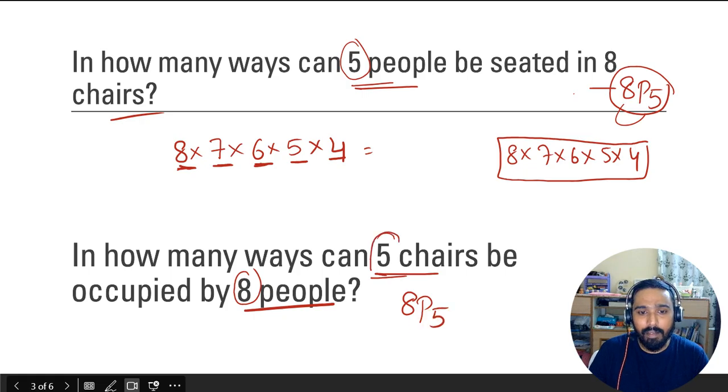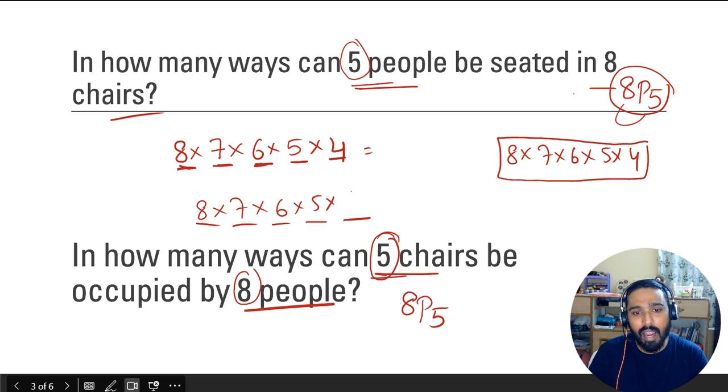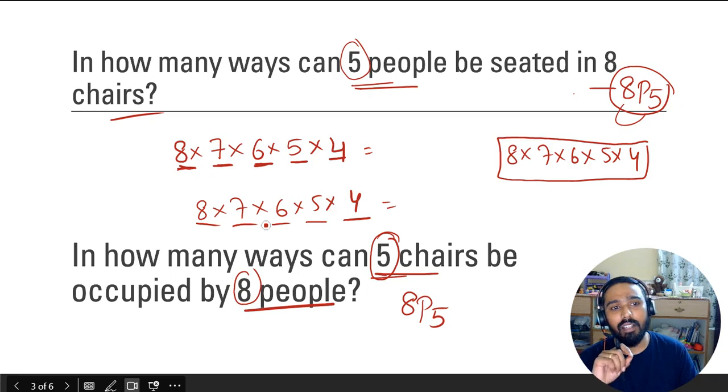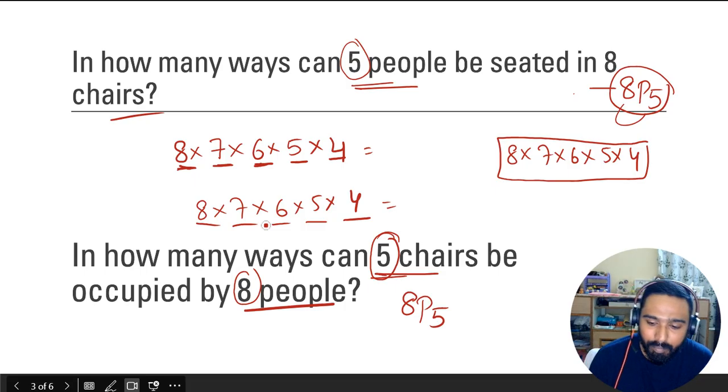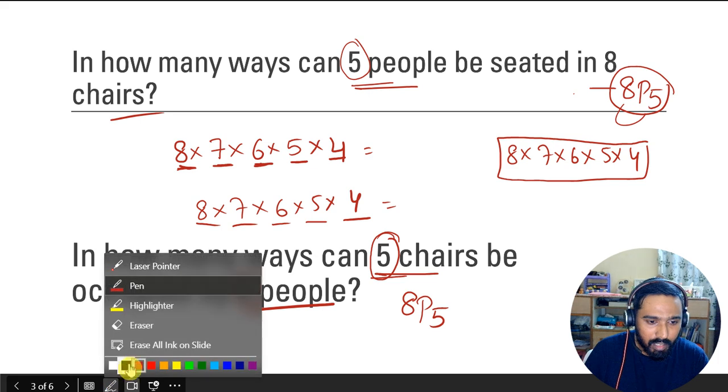Or I can say five chairs have to be occupied. These are the five chairs. First chair can be occupied by any of the eight people, seven people, six people, five people, and four people. Correct? So this should be the answer, and you need not get confused here. Whether number of chairs are more or number of people are more, you need not worry about it. Fine. Okay, so let's go for the next one here.